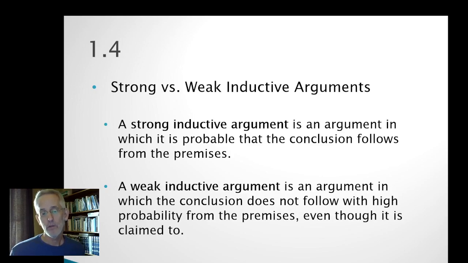So then, with that in mind, a weak inductive argument is an argument in which the conclusion does not follow with high probability from the premises, even though it is claimed to. So my raven example where I've only seen one raven, that would be an example of a weak inductive argument. 5,000 ravens, much stronger inductive argument. So strength and weakness indicate how much actual observational support you have for the conclusion.